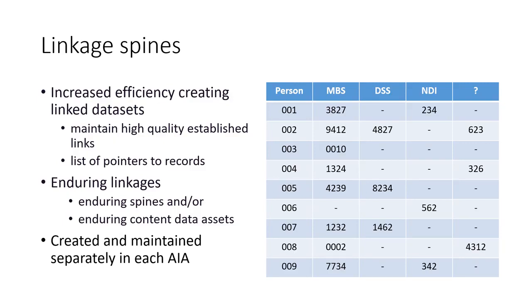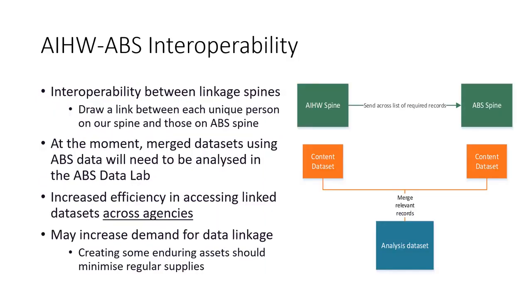And there are 2 parts of enduring linkages. One part is the enduring spine, which we're talking about today, but they're also a key component of making and maintaining the highest quality enduring linked content data assets as well. At the moment, and prior to this project starting and going forward as well, the linkage spines at ABS and AIHW are created and maintained separately by each AIA.